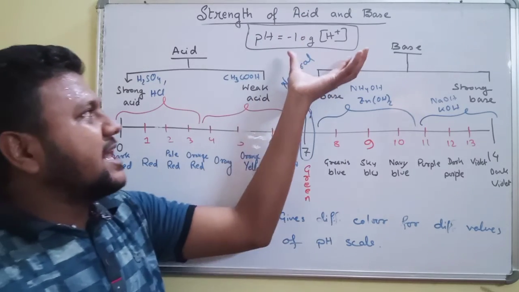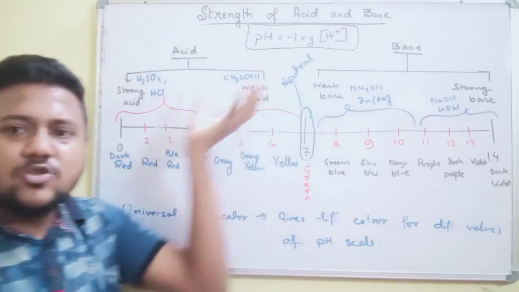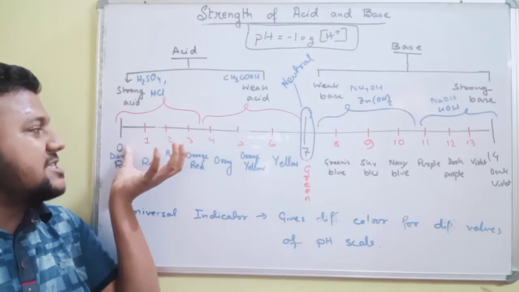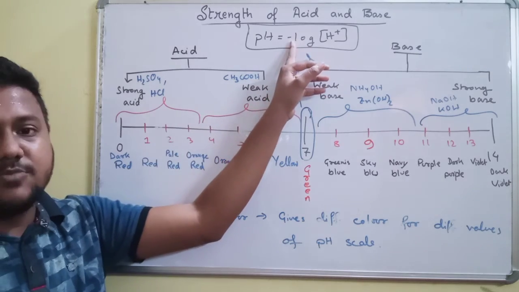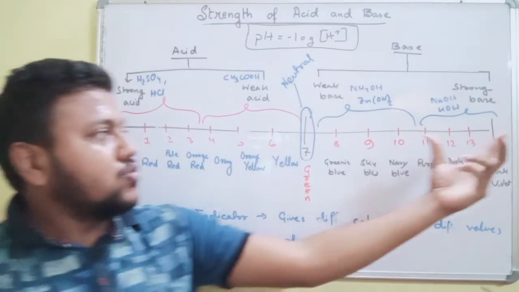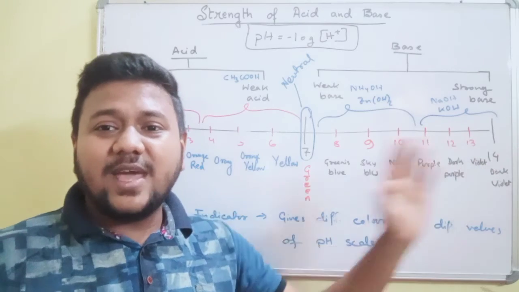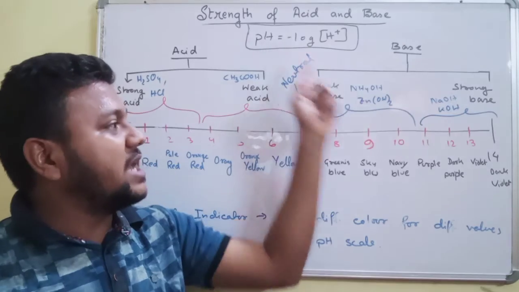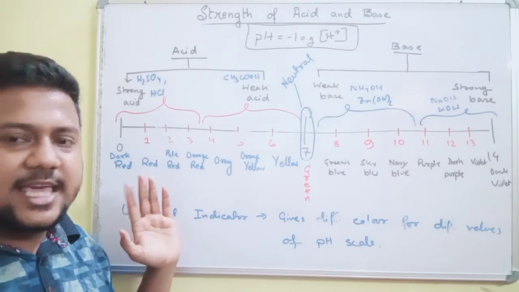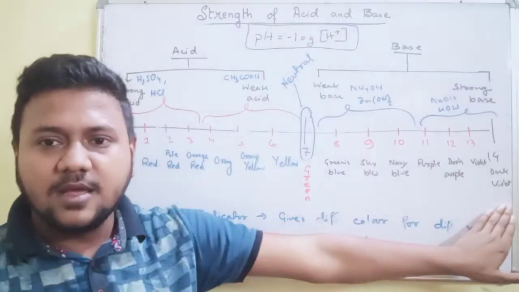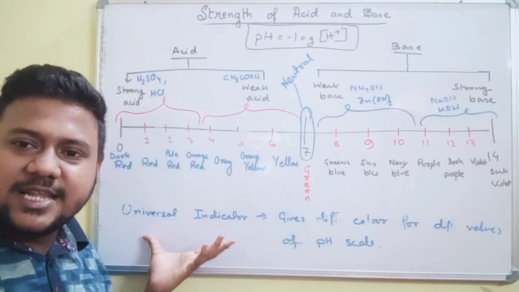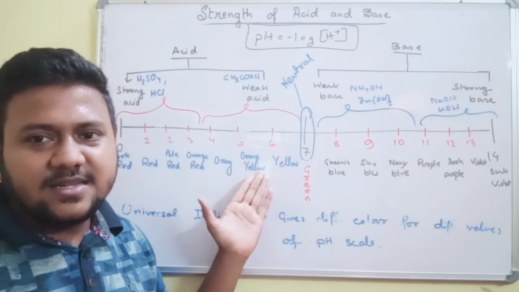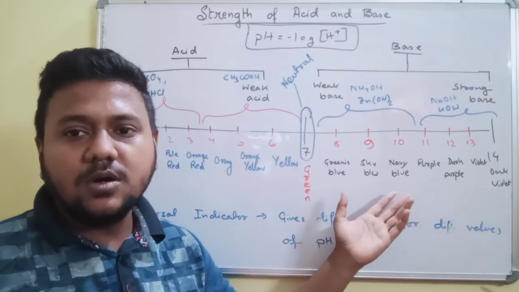As it is the negative log of the H plus ions, even though strong acids liberate a higher concentration of H plus ions, they have the least value of pH because of the negative sign. Whereas strong bases liberate very few H plus ions, and hence they have the greatest value of pH in the pH scale. The pH scale ranges from 0 to 14, and depending upon universal indicators we can understand whether a substance is a strong acid or a weak acid, or a strong base or a weak base.